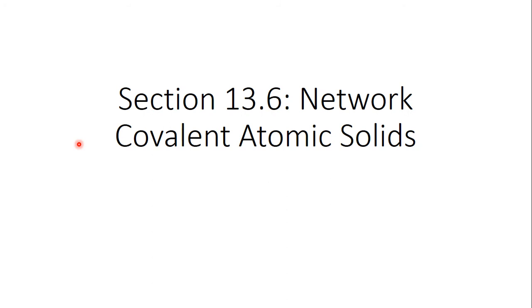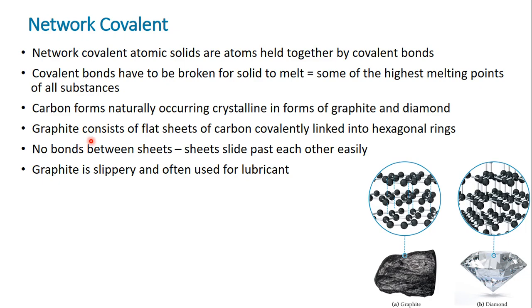In this video, we're going to look at network covalent atomic solids. So what is a network covalent atomic solid? Well, they're solids where your atoms are held together by covalent bonds. Covalent bonds are very strong, and so for a solid to melt, you have to break these bonds, which means these compounds have extremely high melting points.